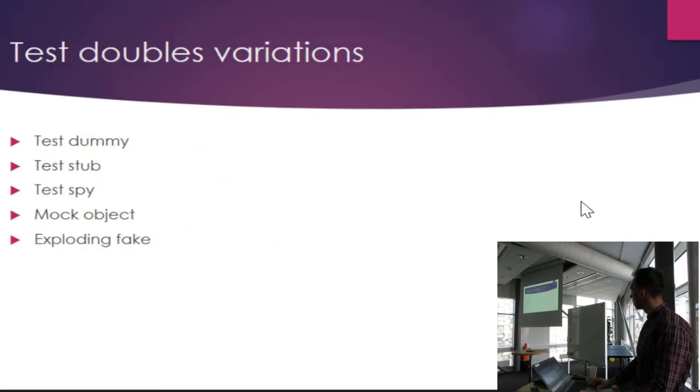Okay, now a few variants of test doubles. First is the test dummy. A test dummy is just a function which fits the compiler, linker, or runtime environment. We just need this function so we will be able to build our unit test, but it does nothing.